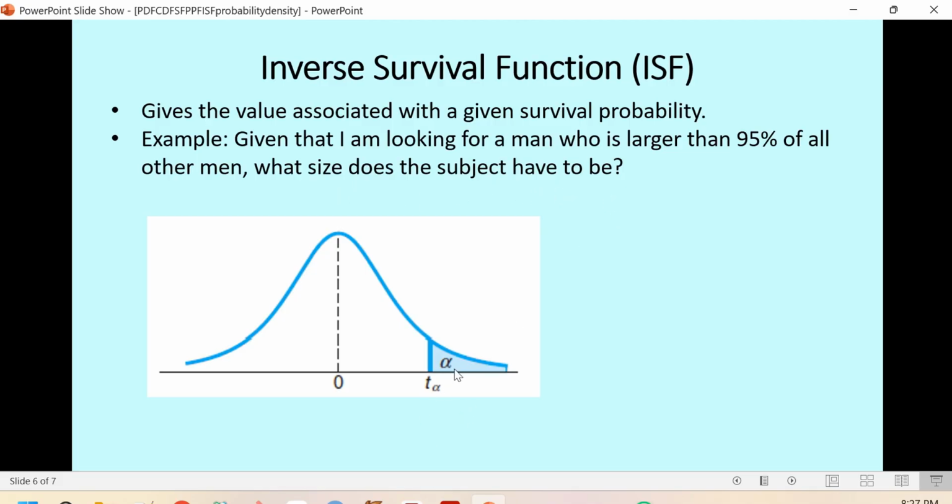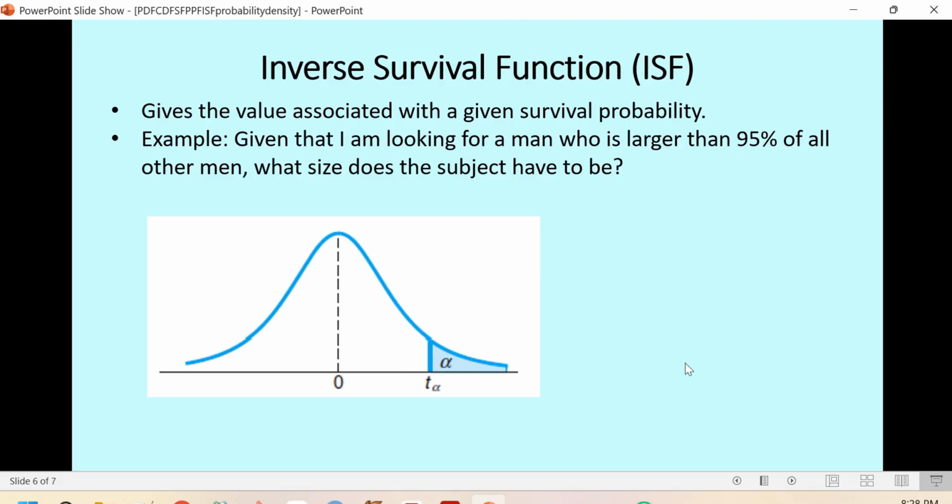So this is saying that the probability of all other people smaller than him is 95%, right? Because he is larger than 95% of all other men. So this seems to say 95% of other men are smaller than him. So this is the cumulative, right? But on the right side is the survival. So this value is the same as what we want to get from the PPF with 95%, right?